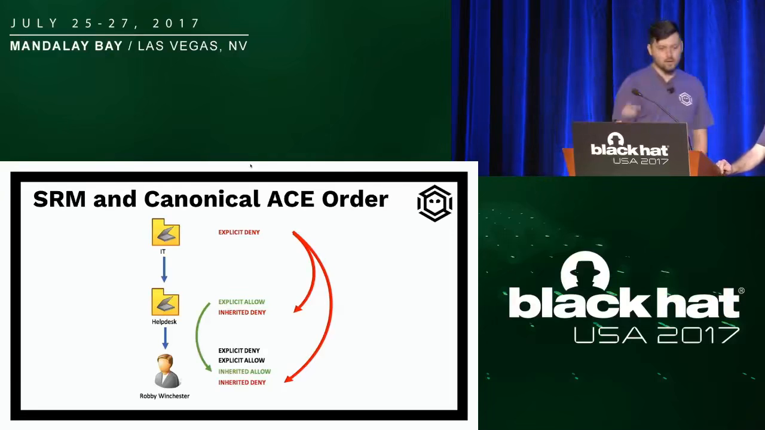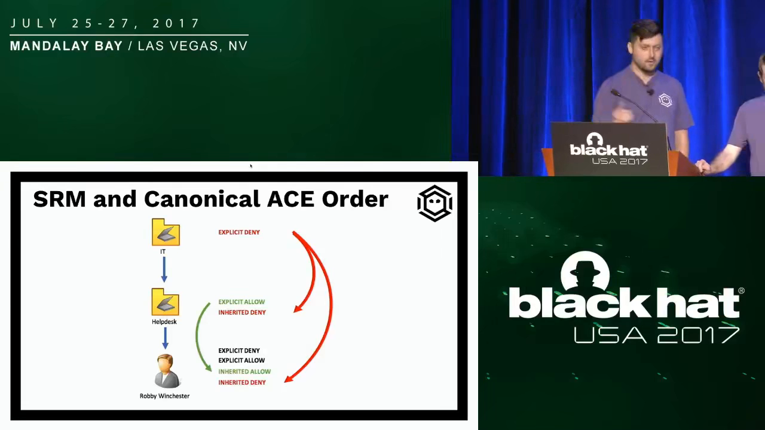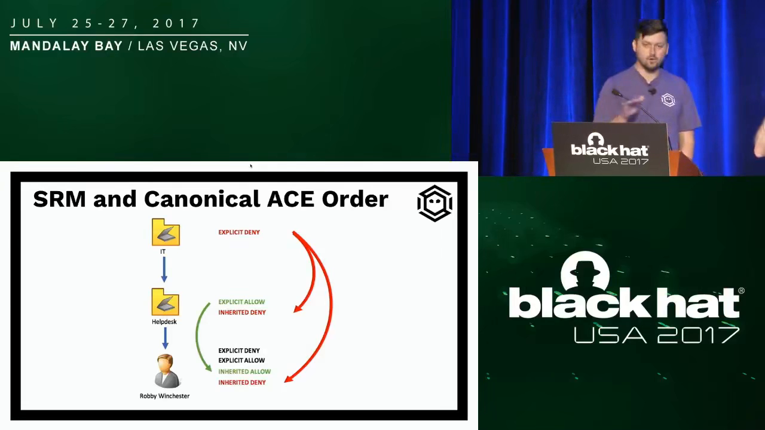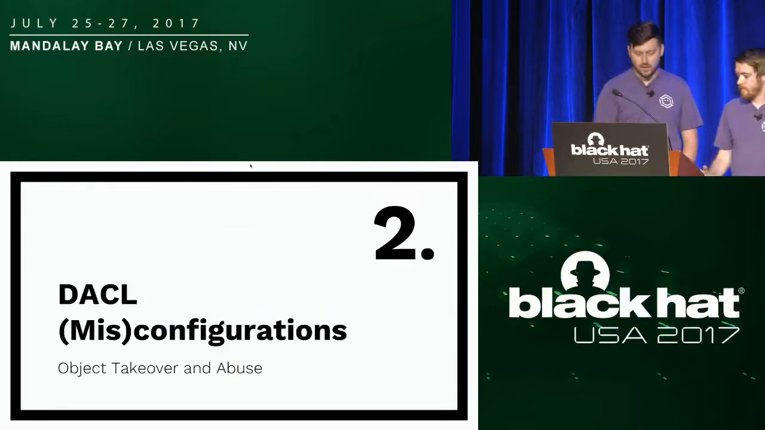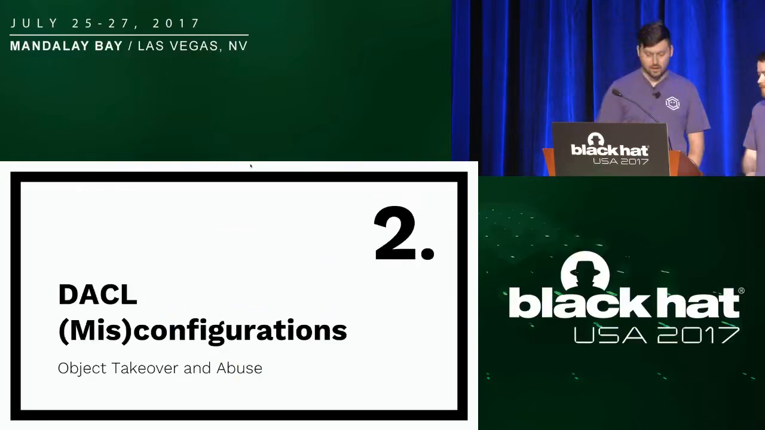So what you wind up with is on the Robbie Winchester user, at the very top, we have explicit deny. That will override anything else, with the exception of the object owner, which maintains full control. Then the explicit allow, then the inherited allow, and then finally the inherited deny. We're going to abuse this further in the talk. I'm going to show you how to do that.